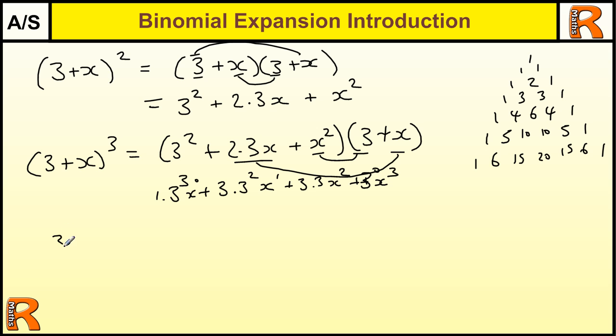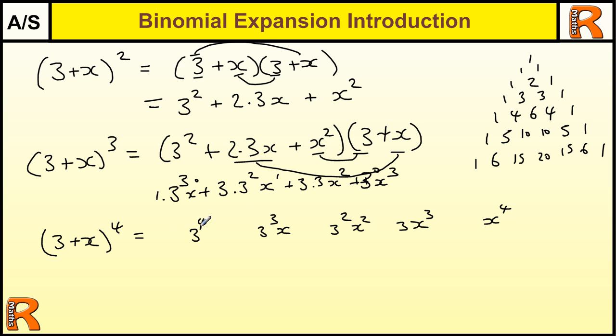So if I'm going to demonstrate how that works for 3 plus x to the power of 4, I'm going to start by having 3 to the power of 4, then 3 to the power of 3, then 3 to the power of 2, 3 to the power of 1, which is just 3, and 3 to the power of 0, which is nothing. And that's going to be times by x as it goes up, x to the power of 0, which is just 1, so I don't need that, x to the power of 1, which is just x, x squared, x cubed, and then x to the power of 4.